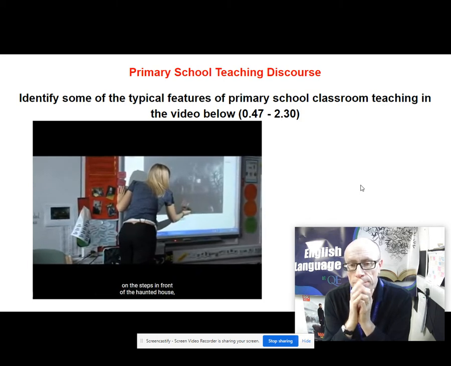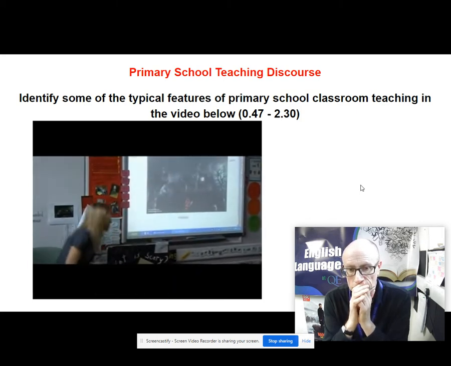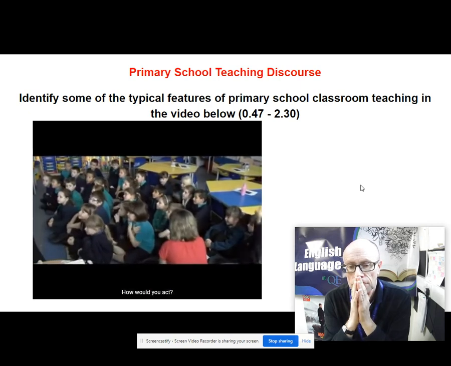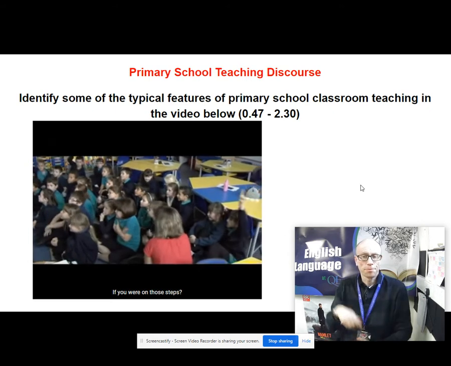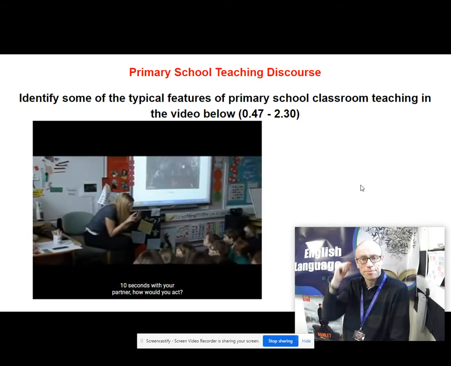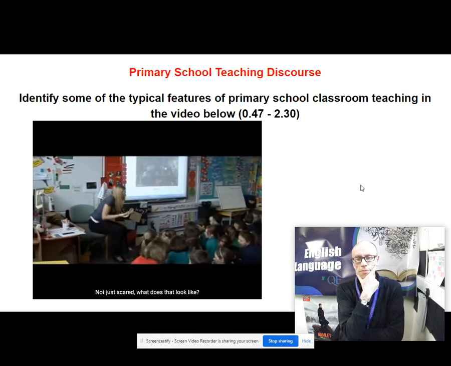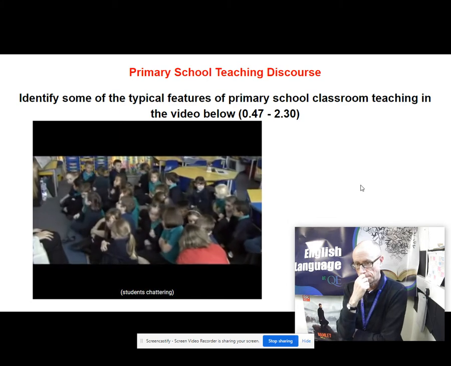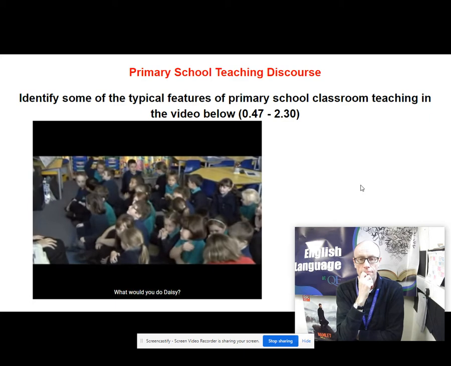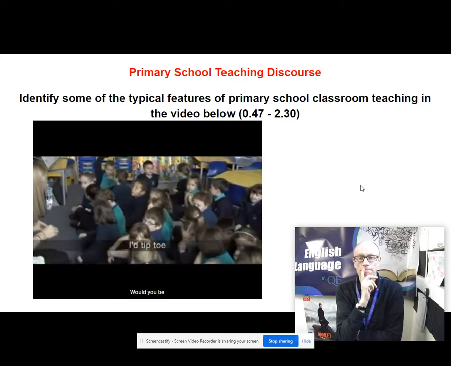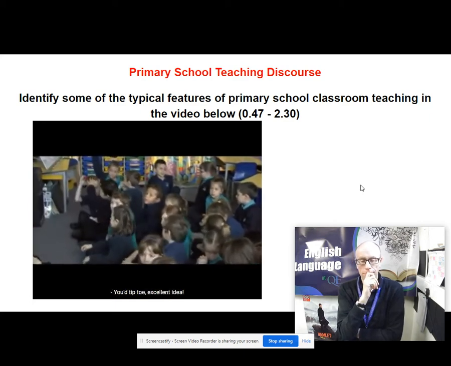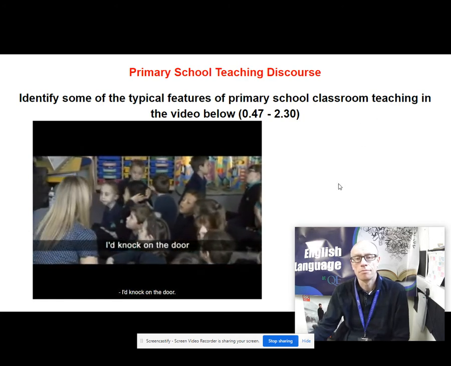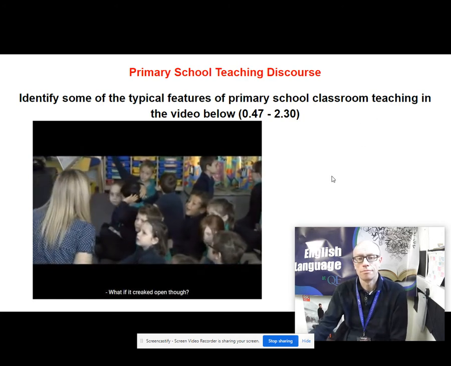in front of the haunted house, how would you be feeling? How would you act if you were on those steps? 10 seconds with your partner, how would you act? Not just scared, what does that look like? What does scared look like? What would you do, Daisy? You'd tiptoe, excellent idea. What would you do, Theo? You'd knock. What if it creaked open though?